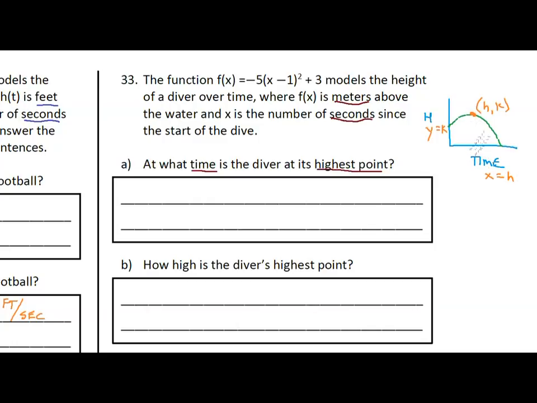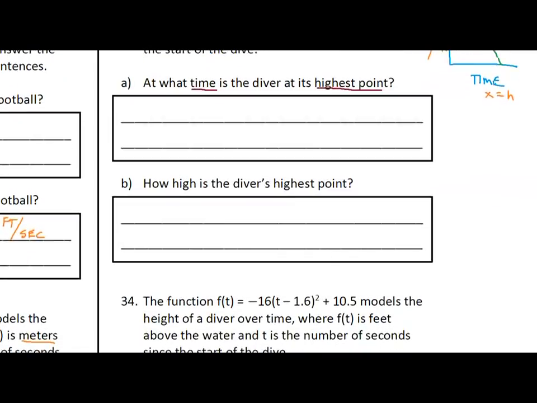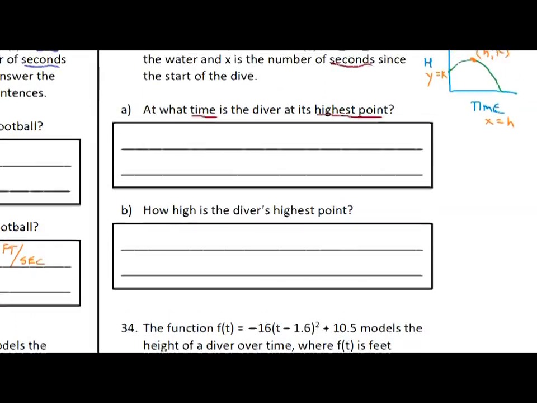It's going to be at the h value of the vertex. And take a look at our equation. Here is a. We don't have to worry about a. Here is h. And here is k. Since our h value is equal to 1, that means the time the diver is at its highest point is at 1 second. So you'd write this answer as the time the diver reaches their highest point is at 1 second.